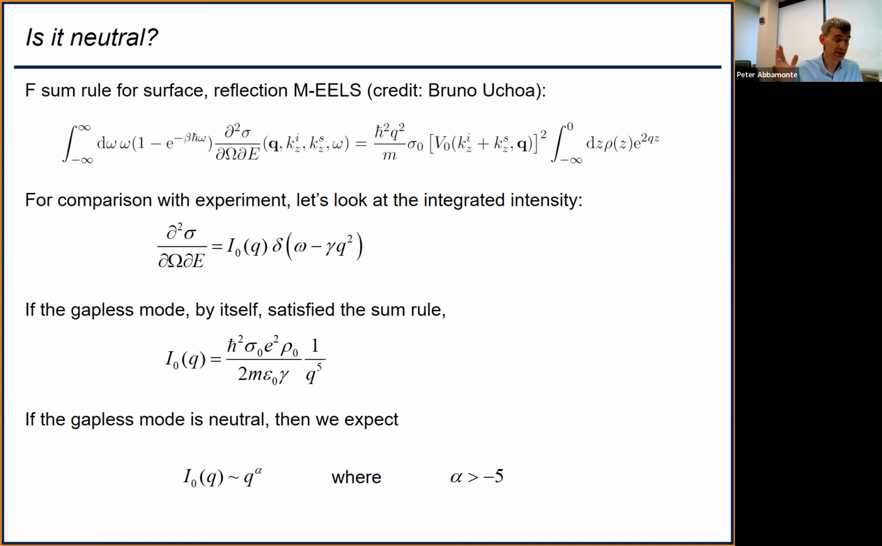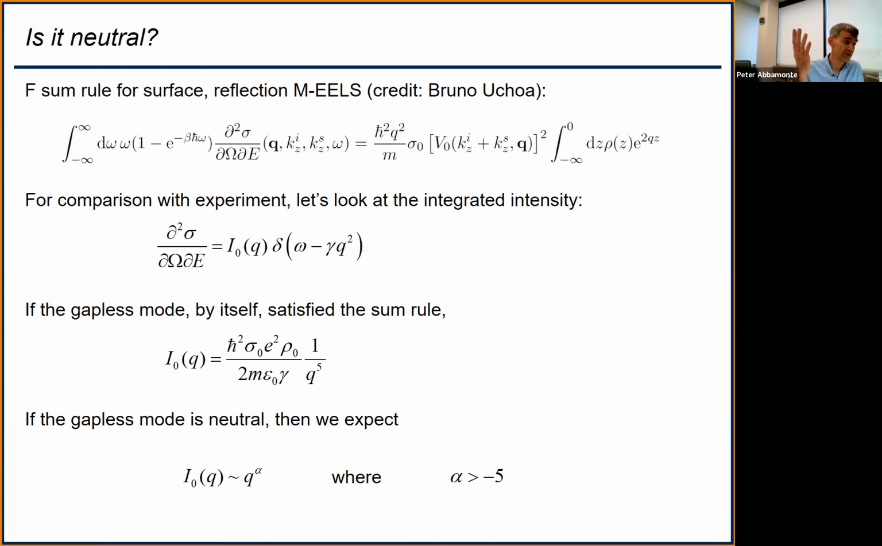So now what does this mean? It means that if I have a conventional collective mode, a conventional plasmon, and by conventional, I mean it satisfies the F sum rule because it corresponds to all the excitations of some well-defined sector of the system, then it should go like 1/(q^5) if it has this dispersion. So what we can do is then measure the intensity of this thing, put a power law on it, and see if this power law is greater than -5 or if it's not.